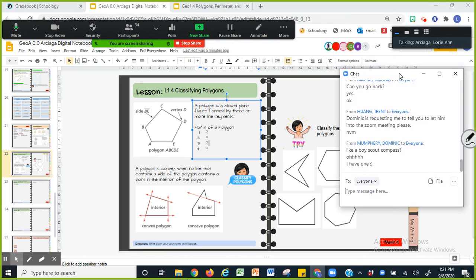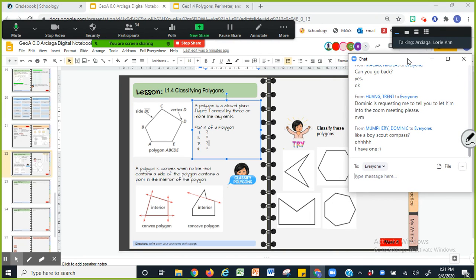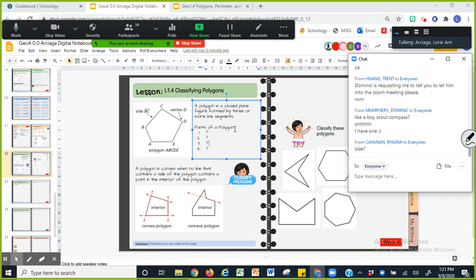Yep. A polygon is just a shape, right? When we were in middle school, a polygon is a closed plane figure that's formed by three or more line segments. So now what are the parts? Some of the answers are also visible here in the figure. What do you think are the parts of a polygon? Type them in the chat or unmute yourself.